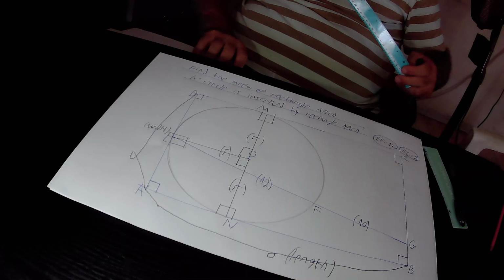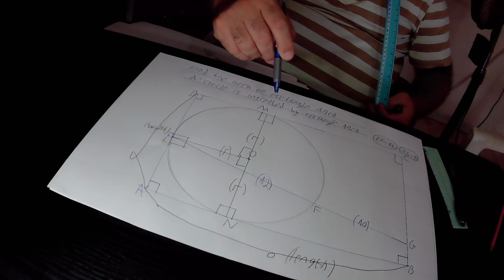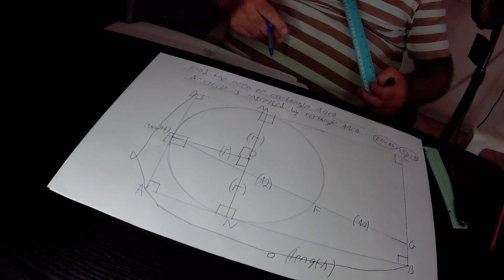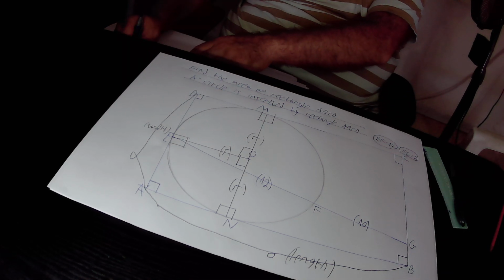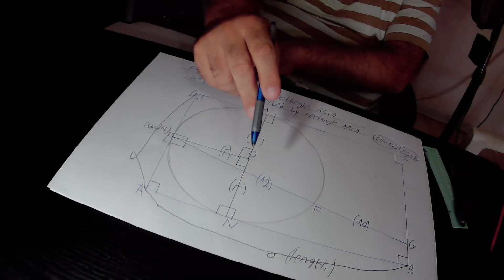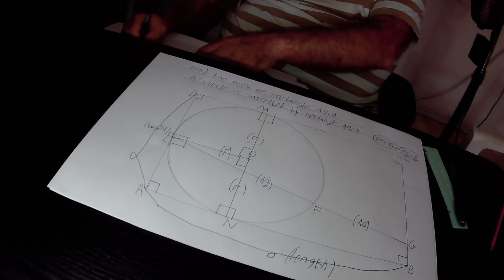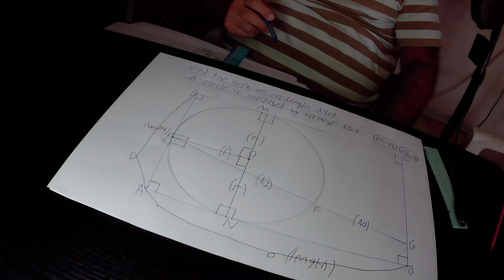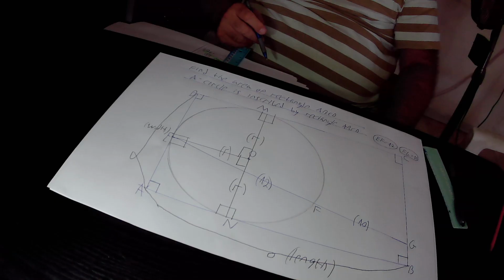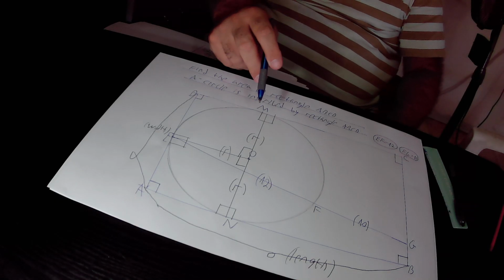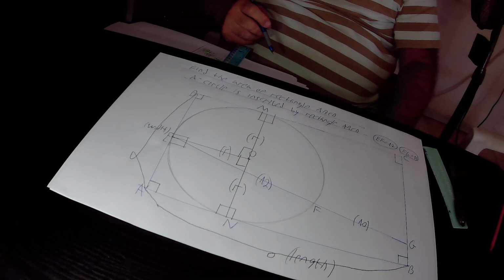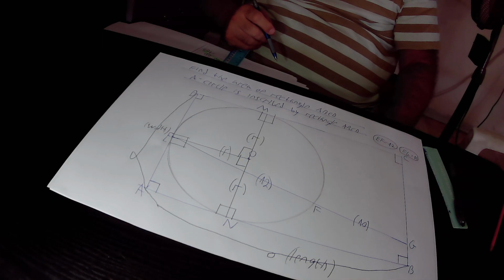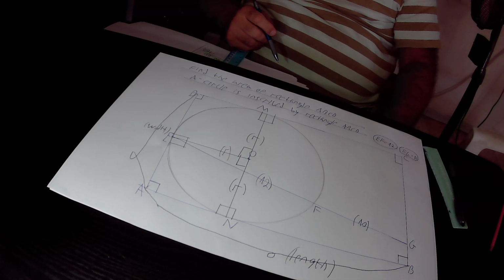So shape DMNA consists of 4 sides: 1, 2, 3, 4. And therefore shape DMNA is a quadrilateral. It is a quadrilateral with 4 right angles, and therefore shape DMNA must be at least a rectangle, if not a square, according to rule 5.